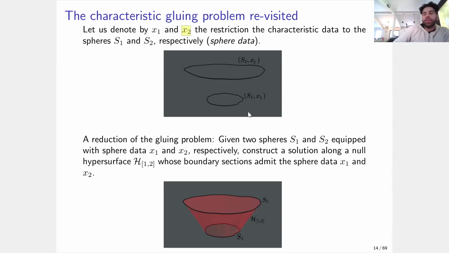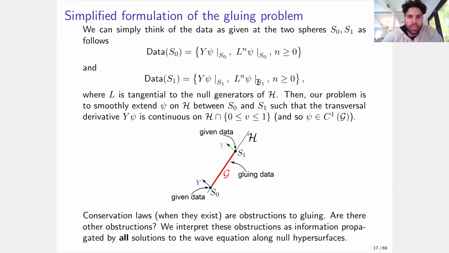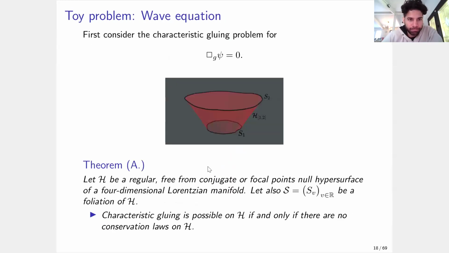And that's the gluing problem for the wave equation, for the Einstein equations, for Maxwell equations. That's the gluing problem. I'll pass over this because this is just the same thing as we said last time, just a 2D representation. Okay, now let's spend a few minutes to see how we can solve this problem for the wave equation.